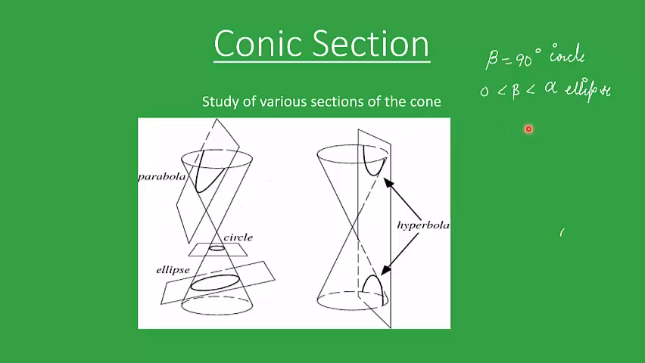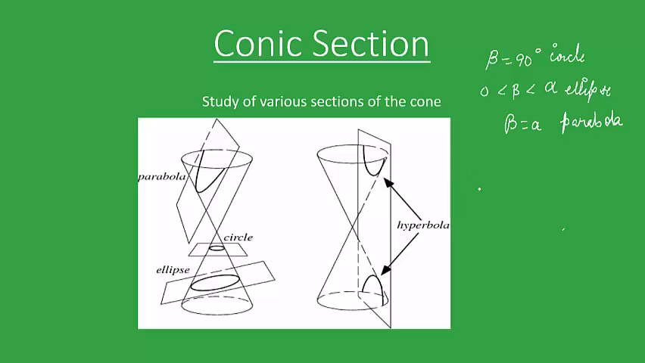The next thing we'll discuss is the parabola. When the angle beta equals alpha, this plane is parallel to the generator line. If it's parallel to the generator line, the plane intersects the cone with only a single cut. This particular curve is called a parabola. Let's note down: if beta is equal to alpha, then we have a parabola.